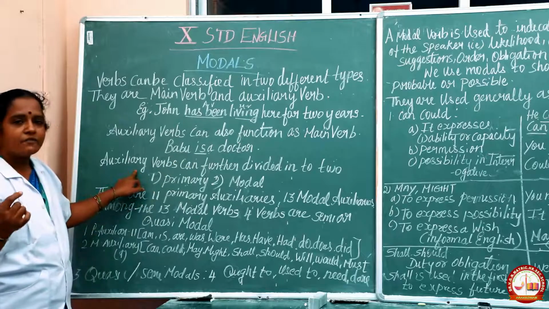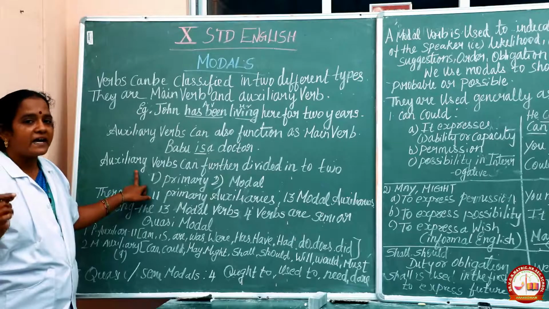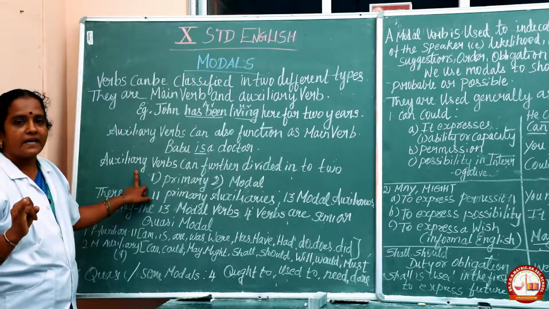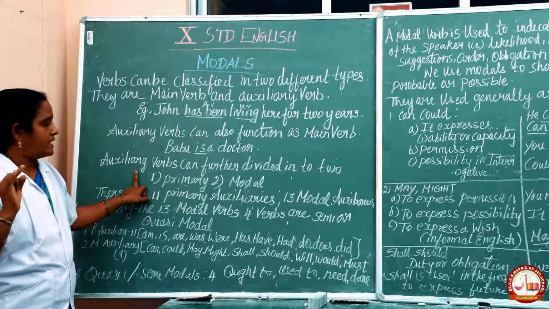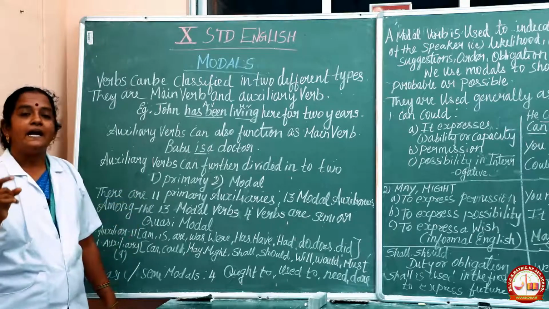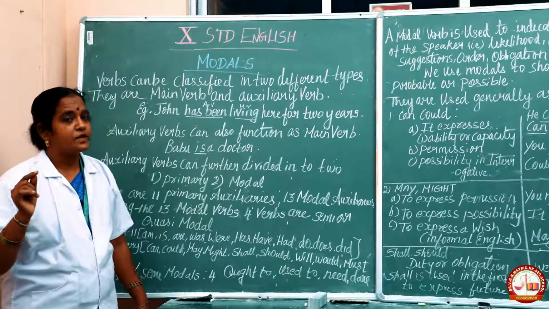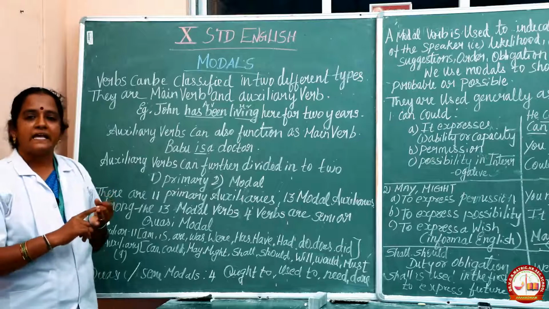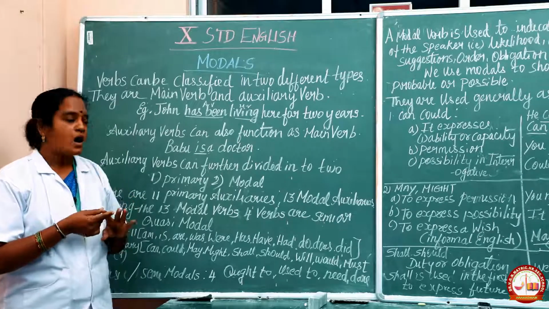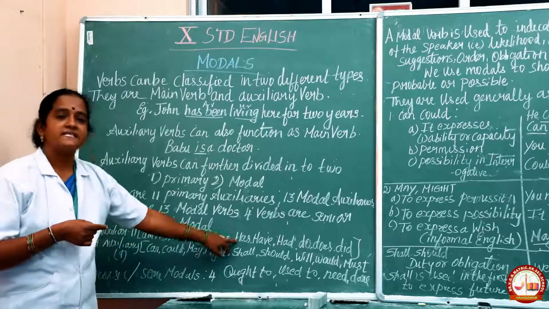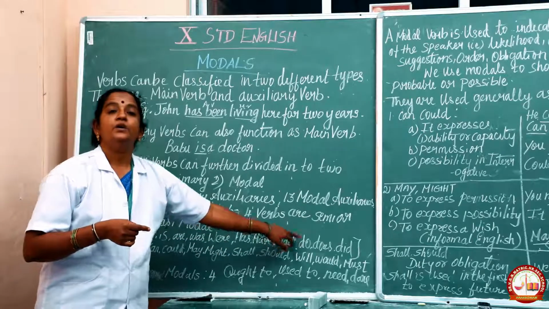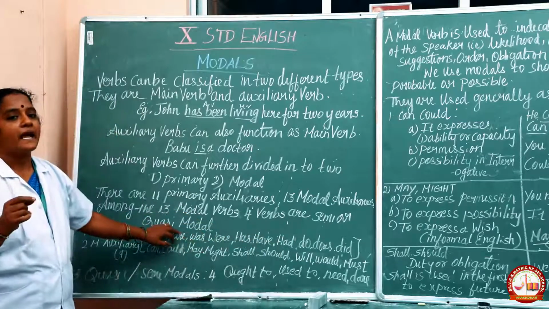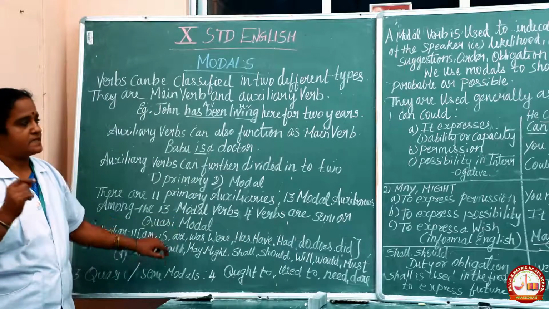Auxiliary verbs can be further divided into two types. One is primary and another one is modal. There are 11 primary auxiliary verbs. What are they? Am, is, are, was, were, has, have, had, do, does, did. These are the 11 primary auxiliary verbs.